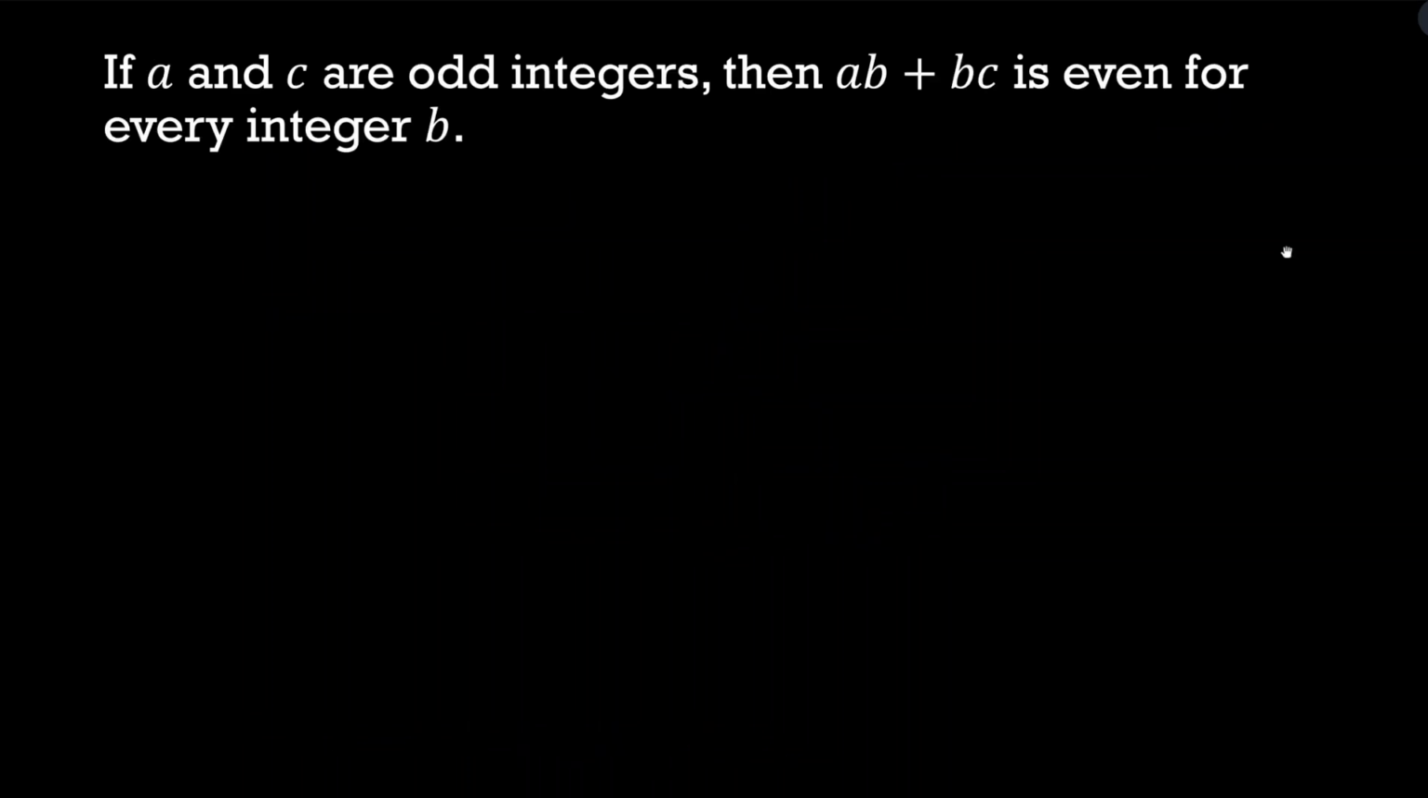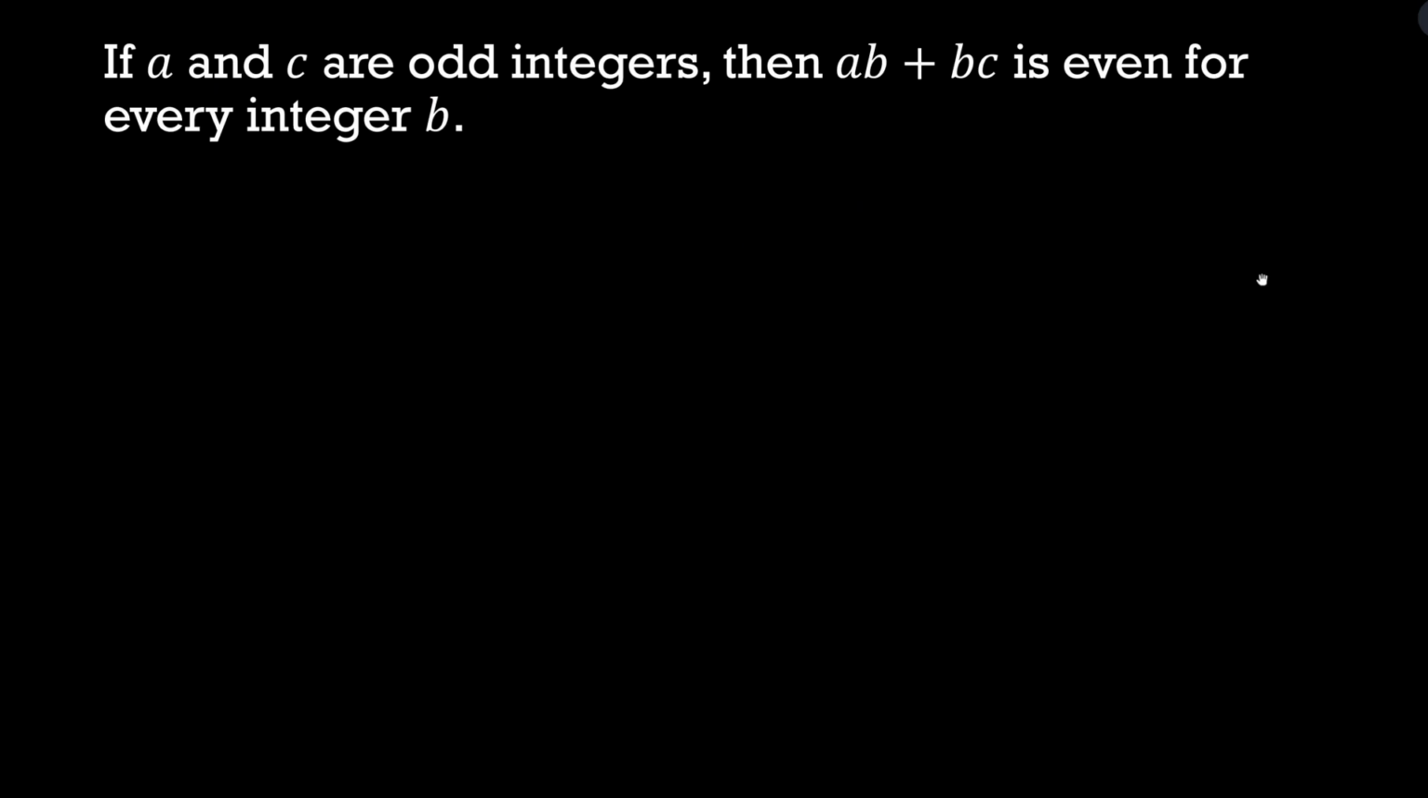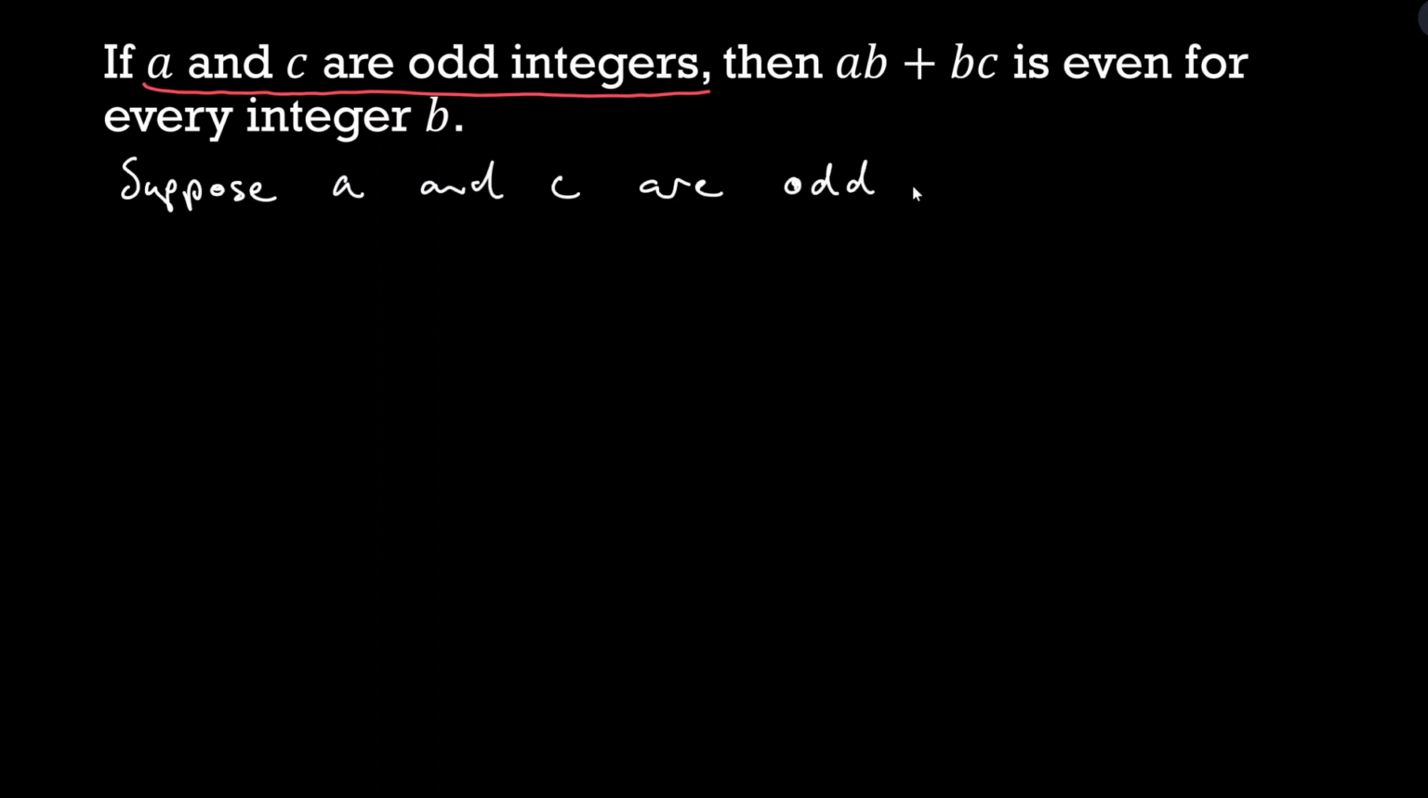Hopefully this is helping. Let's see, if a and c are odd integers, then a times b plus b times c is even for every integer b. Interesting. Okay, so now we got to unpack some stuff. We're going to suppose that we have these two odd integers, a and c. Suppose a and c are odd integers. And we're going to think about what that means.